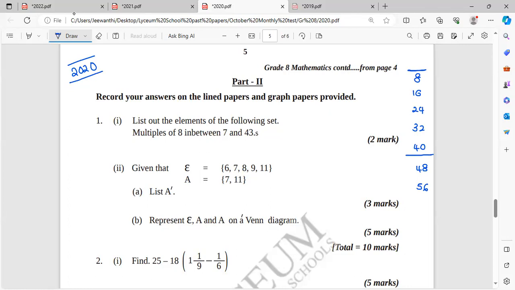And when you're listing out the elements of a set, children, you want to mark that you can take any English letter. I will take here the letter E to denote the 8, and I write that inside the curly bracket: 8, 16, 24, 32, and 40. You can take any English letter for this.